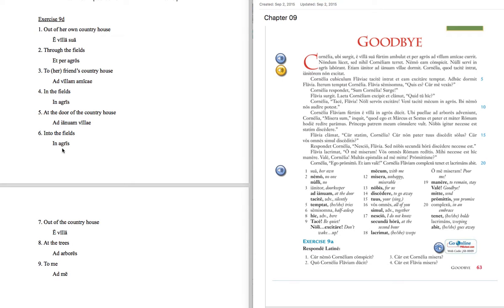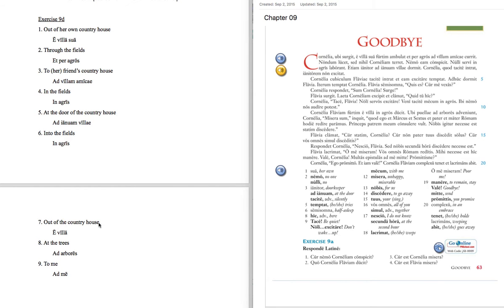Let's see, just a couple more. Into the fields. This is actually an error here. In agris means in the fields. That's the ablative case right there. That's the ablative ending for fields. So what we're looking for here is in agros, and I think you could see that right there. Cornelia says, be quiet, Flavia. Don't wake up the slaves. Come quietly with me into the fields. So that's the distinction between in the fields and into the fields. And then the rest I will just sort of leave it to you to find.